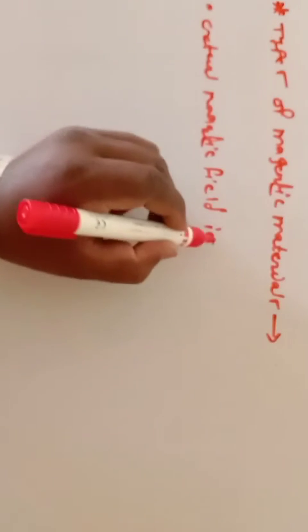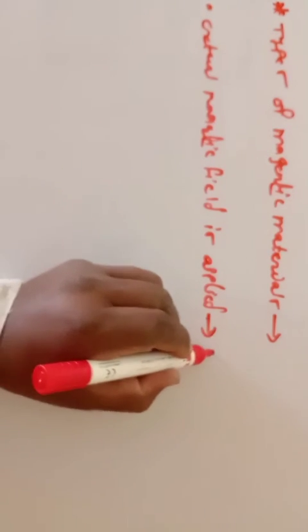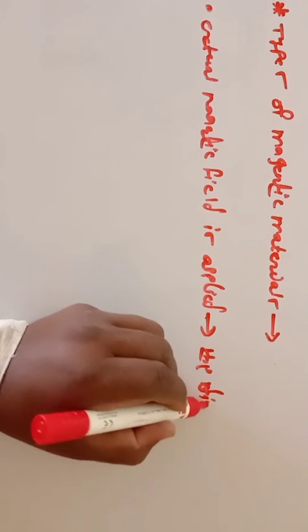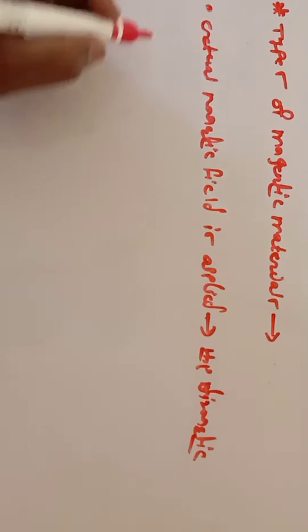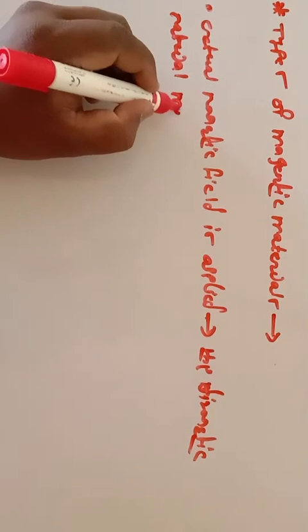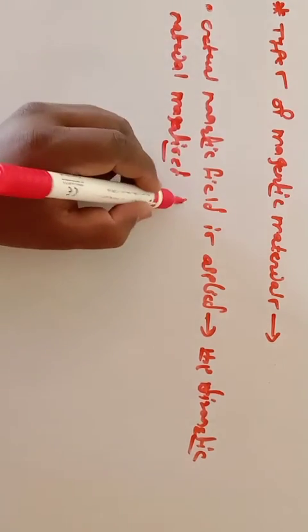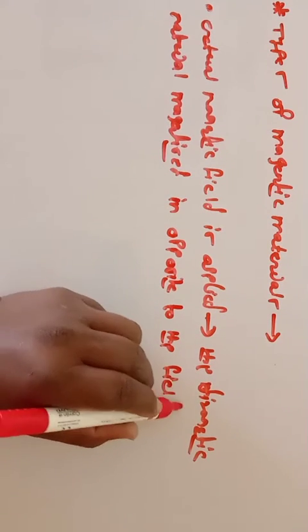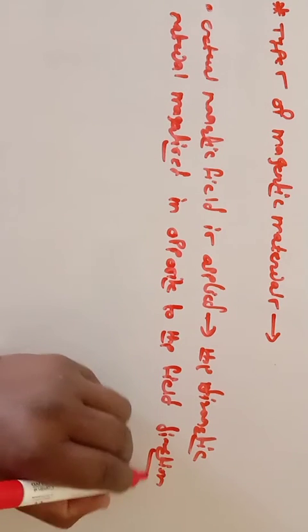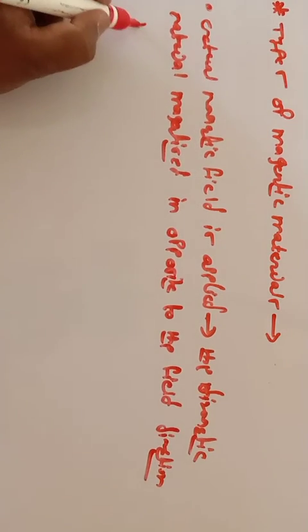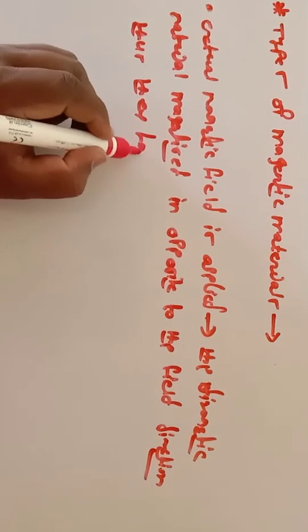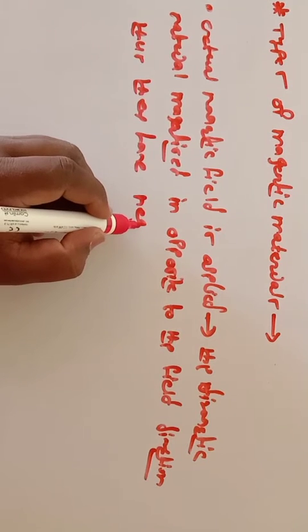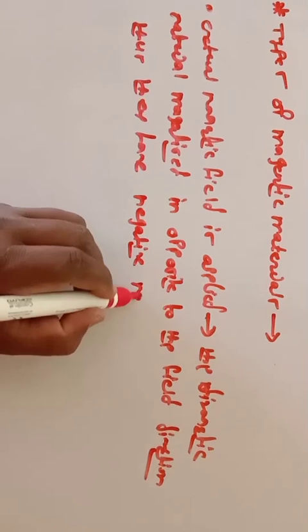So, whenever an external magnetic field is applied, the diamagnetic material is magnetized opposite to the field direction, and thus they have negative magnetization.